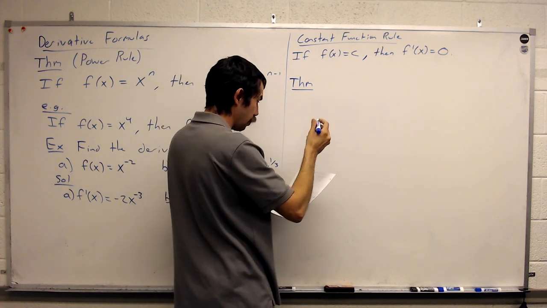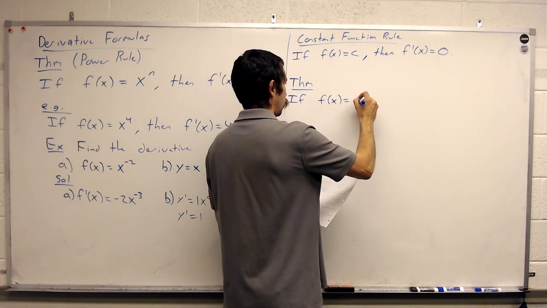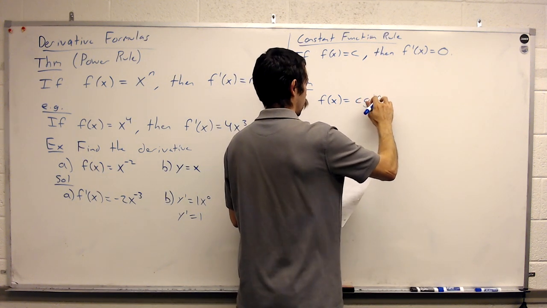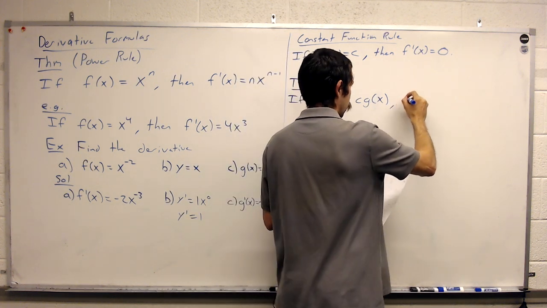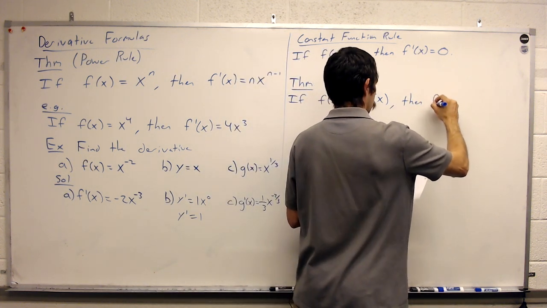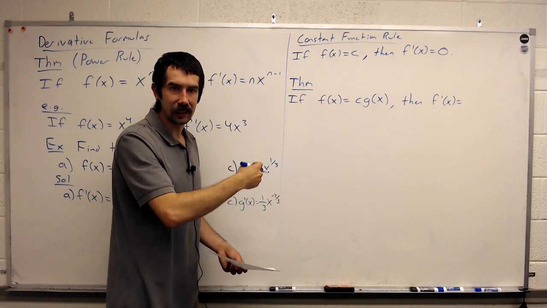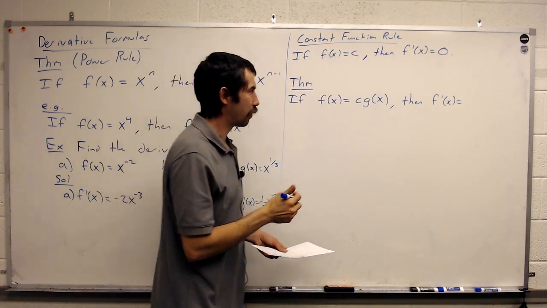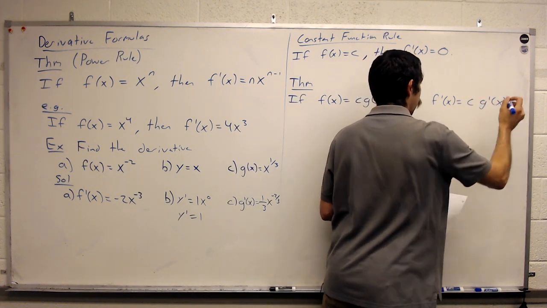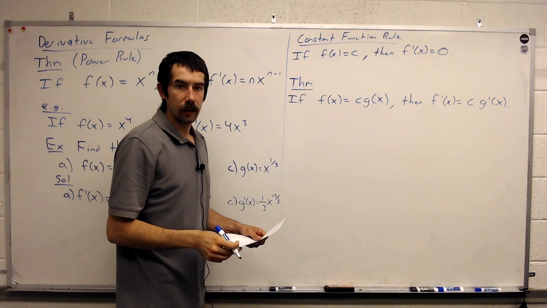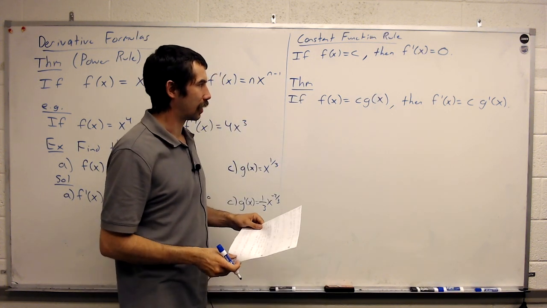Okay, a few more. If f of x is some constant times g of x, so if our function is a constant times some other function, then the derivative is that same constant times the derivative of that function. Basically, this is saying ignore the constants out in front and just make sure to multiply by them at the end.